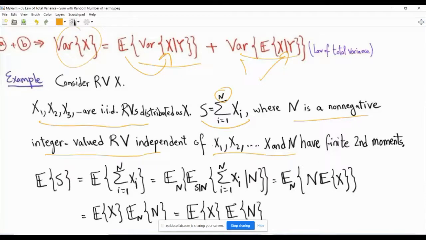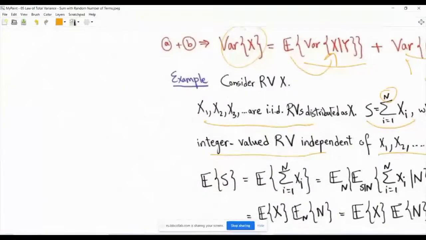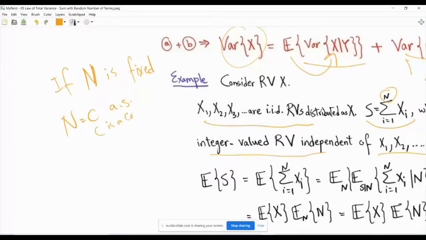So the question: what is the expected value of S? What is the variance of S? Now, if big N is fixed, computing the expected value of S and the variance of S is very straightforward. So let's do it on the side. Okay, so if N is fixed, or let's say N equals c almost surely, where c is a constant integer.